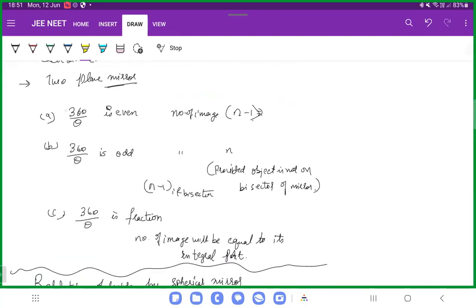Two plane mirrors: 360 by theta. If it is even, the number of images will be n minus 1. So how many images can it form? That's what we need to find out. If we divide 360 by theta and it is odd, that is the answer. But if 360 by theta is an even number, then we have to do n minus 1 to make it odd again. Obviously, if you subtract 1 from an even number, it becomes odd.